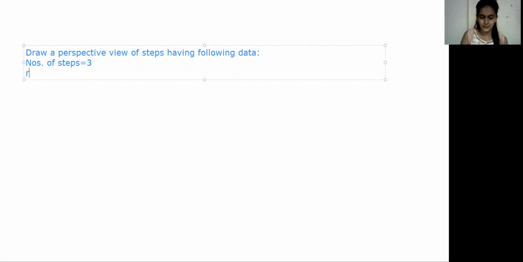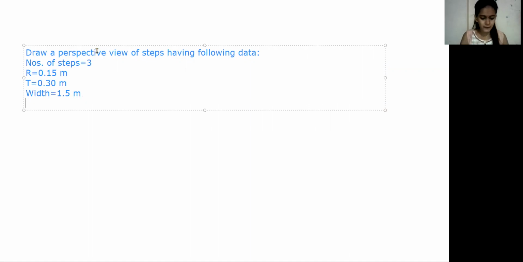Then, riser, the vertical portion of the step, that is 0.15 meter. Then the tread, the horizontal portion of the steps, that is 0.30 meter. Then the width of the steps, let's consider 1.5 meter. Actually, I have considered all the data regarding residential buildings.